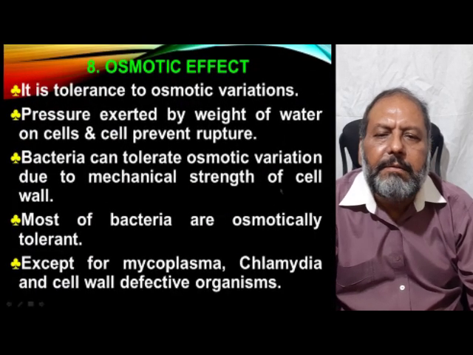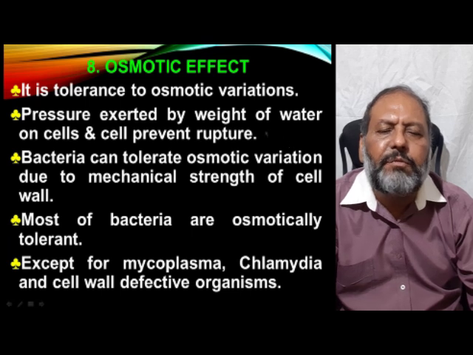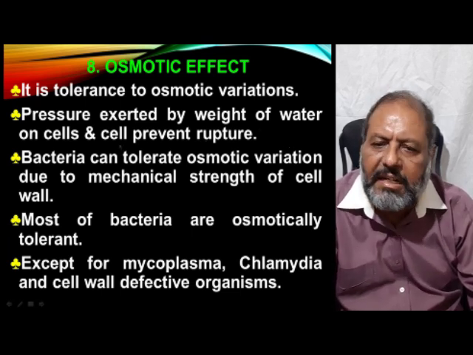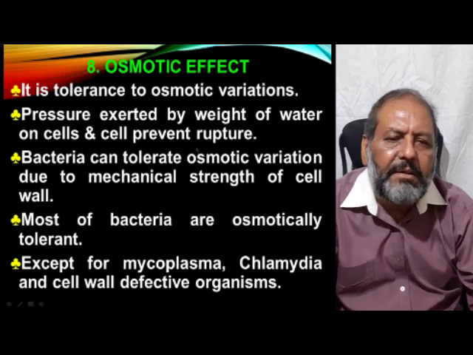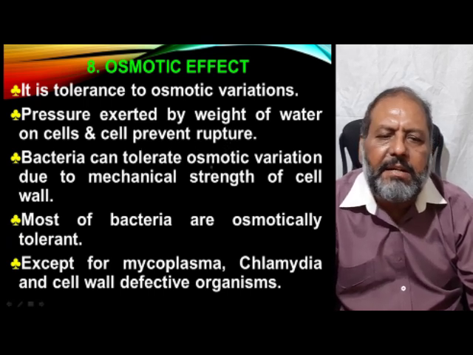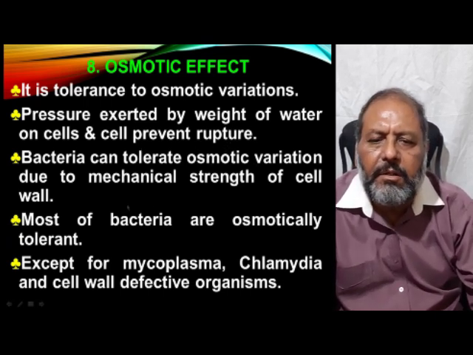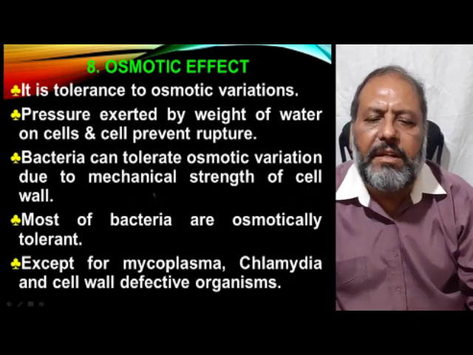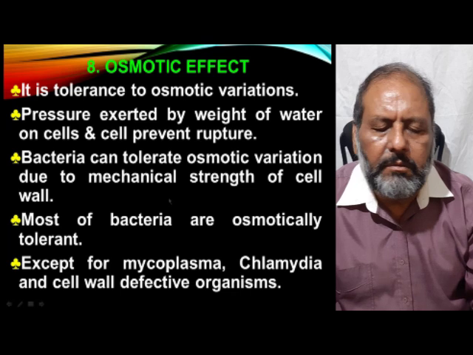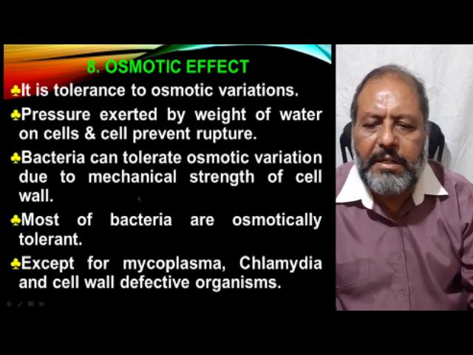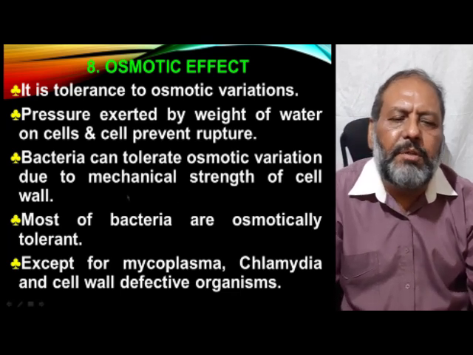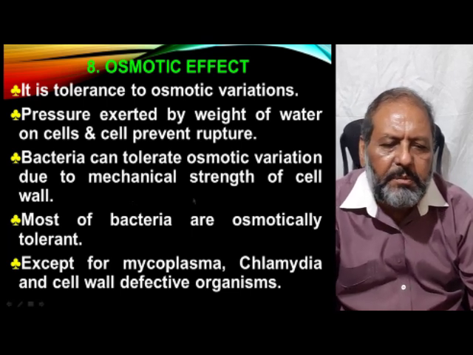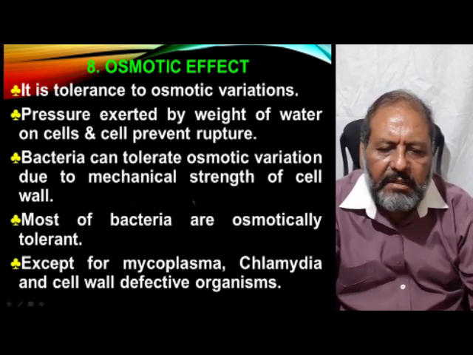Osmotic effect. It is tolerance to osmotic variation, the pressure exerted by the weight of the water on cells, and the cell prevents rupture. Bacteria can tolerate osmotic variation due to the mechanical strength of the cell wall. If that is tough enough, the cell is able to tolerate the osmotic variation. Most bacteria are osmotically tolerant except for Mycoplasma, Chlamydia and cell wall-defective organisms.